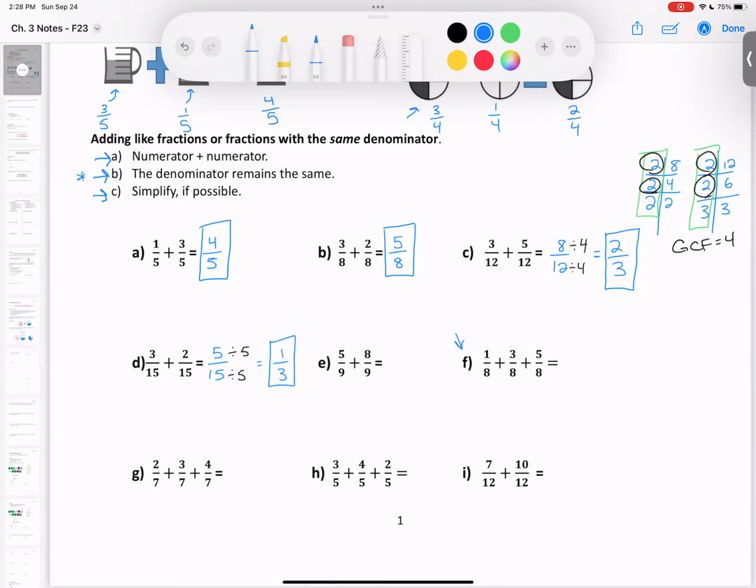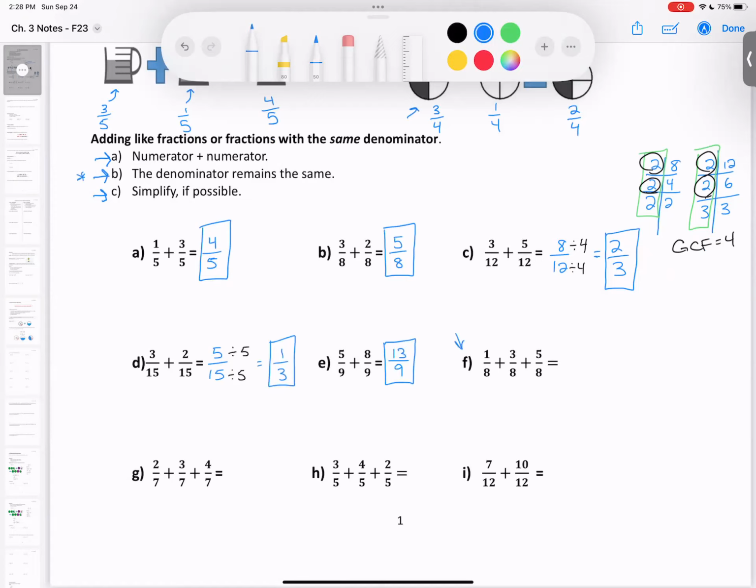Okay, so hopefully you had a chance to do these. Let's do them together now. So 5 plus 8 gives me 13/9. And there's no common factors there. 13 is not divisible by 3. The only prime factor of 9 is 3. So we're done. If we wanted, we could have put that into a mixed number as well.